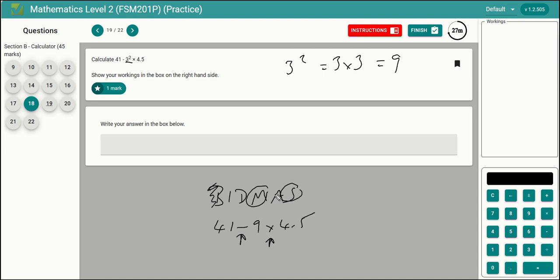So let's grab our calculator and do that. So what is 9 multiplied by 4.5? 9 times 4.5 is 40.5. So the question is now 41 minus 40.5. And, well, maybe you don't need a calculator for that last bit. 41 take away 40.5 is simply 0.5.